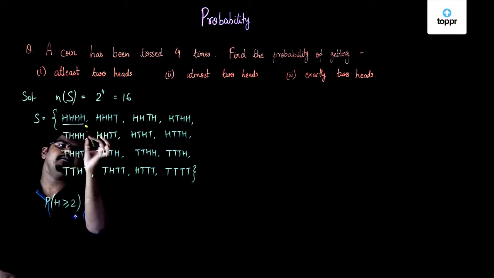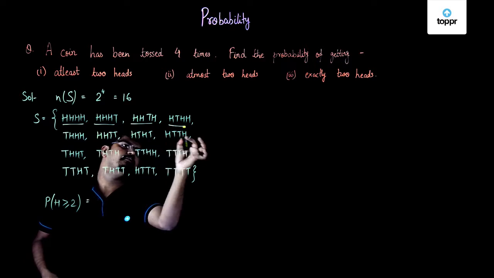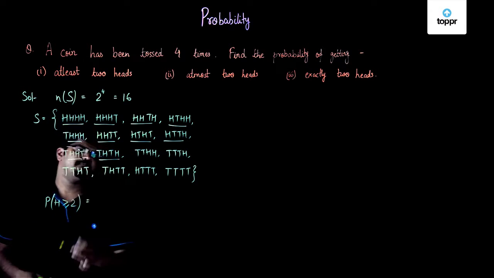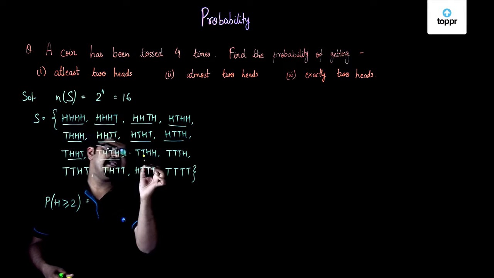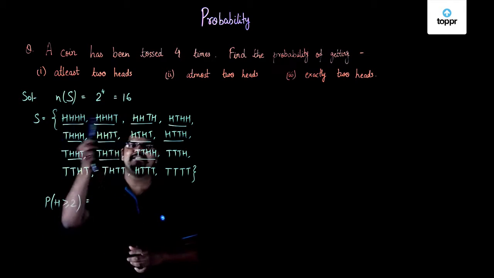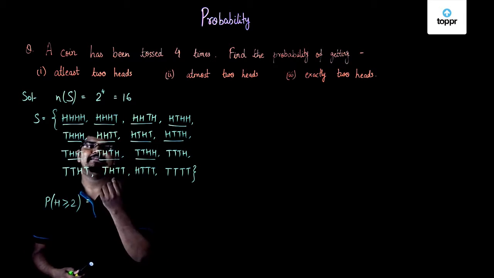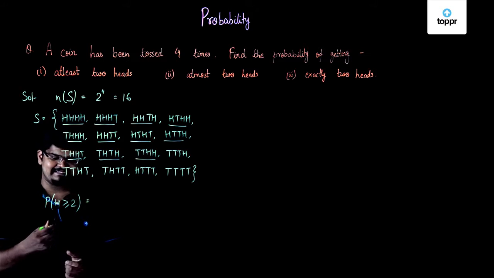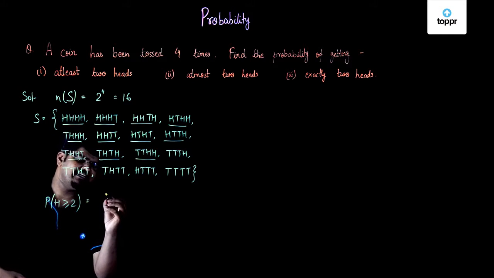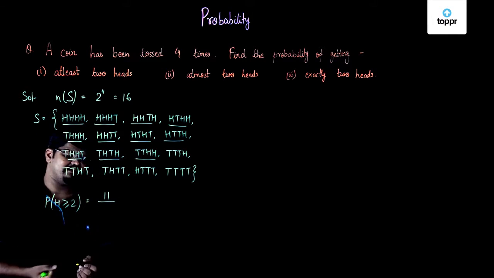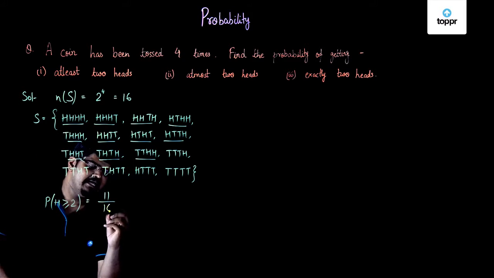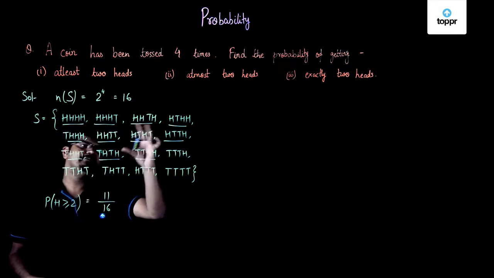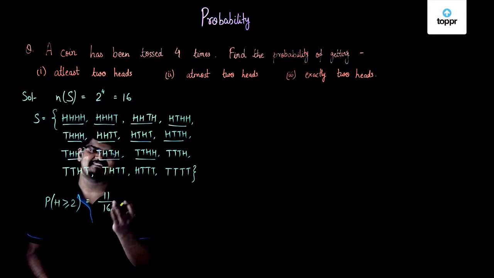So we can have 1, 2, 3, 4, 5, 6, 7, 8, 9 and 10. Now you can see in these 10 and this one more, in these 11 sample points, we actually have the number of heads as greater than or equal to 2. So considering this, we can say that the probability that the number of heads is greater than or equal to 2 is 11 upon 16.